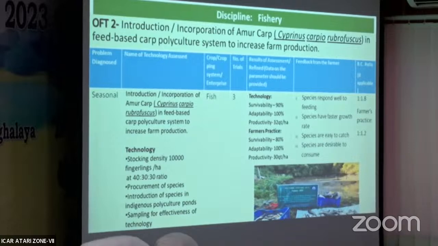See the hypothesis. It's not like that. You don't know what is farmer's practice, and you have quantified everything, adaptive to survivability. Very interesting, you don't know what is farmer's practice. On what basis did you write this kind of information? So these are serious matters.